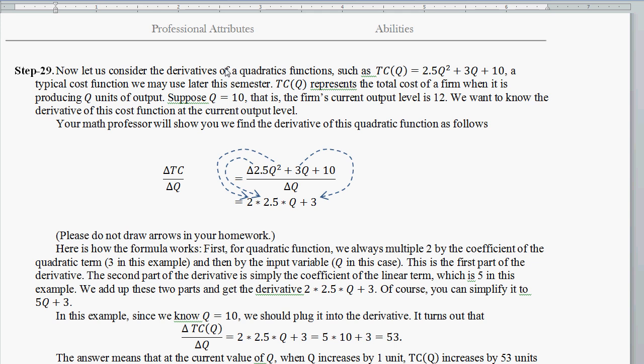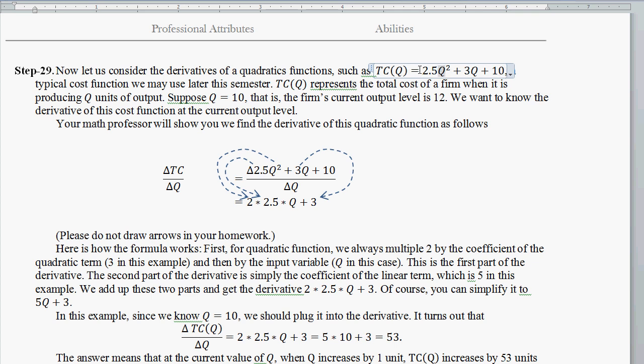Let's consider a quadratic function. For example, this is the total cost of a firm. TC, total cost. Q, that's the output level of the firm. TC(Q) means the total cost when the firm is producing Q units. How much is the total cost? Well, somebody tells us that it's equal to 2.5 times Q squared plus 3Q plus 10.